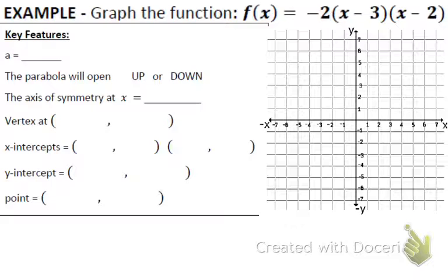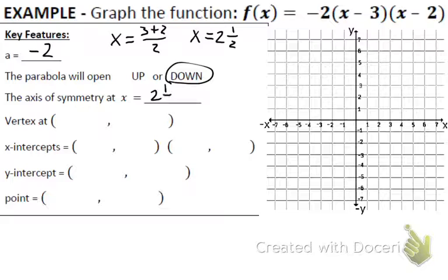All right, so on this one, a is negative 2. Since a is negative, it's going to open down. Axis of symmetry is the average of the 3 and the 2. 3 plus 2 is 5, 5 halves, or 2.5 if you prefer. Vertex, not so easy to find the vertex here. We know it's got the same x value as the axis of symmetry, but we're going to have to do some calculations to figure out this vertex.